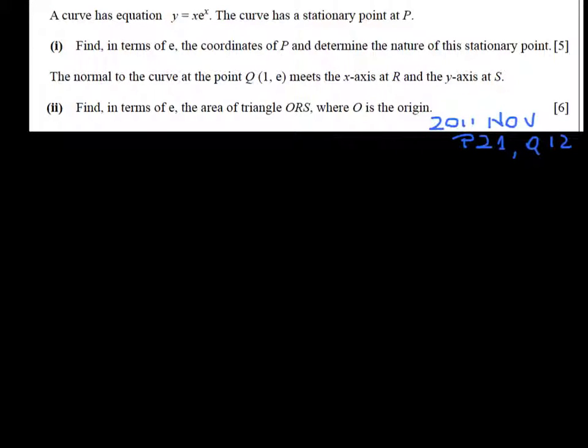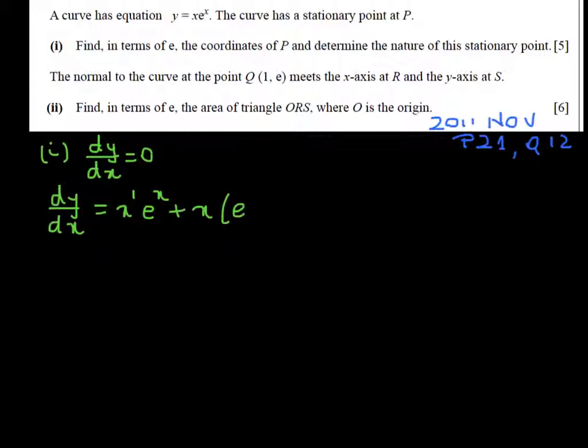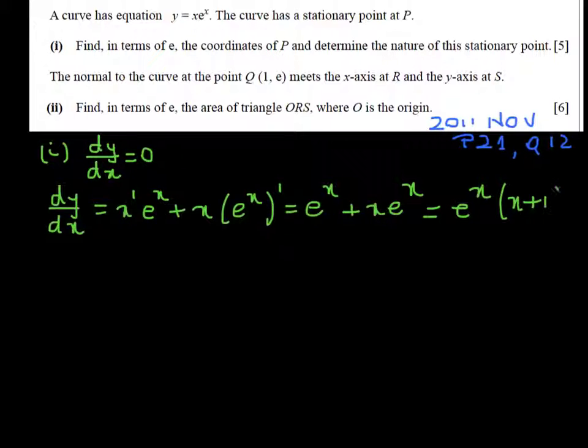We're asked to find the coordinates of a stationary point and then determine its nature. Stationary points are where dy by dx equals 0. So, how do we find dy by dx? Your function y is x e to the power of x, so x times e to the power of x, product rule. The derivative of x times e to the power of x plus x times the derivative of e to the power of x, which gives me e to the power of x plus x e to the power of x. It's always useful to factorize, especially when I want to find the stationary points.